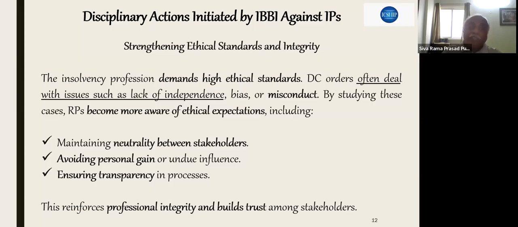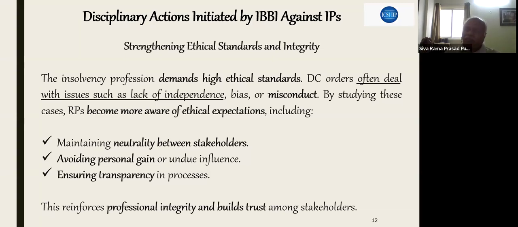Disciplinary orders often deal with issues of lack of independence. Here we are dealing with money. Whether you are appointing valuers or a transactional auditor or different supporting staff also, independence is required. Take the decision properly without any force, bias or misconduct. By studying these cases, RPs become more aware of ethical expectations, including maintaining neutrality between the stakeholders, avoiding personal gain and undue influence.